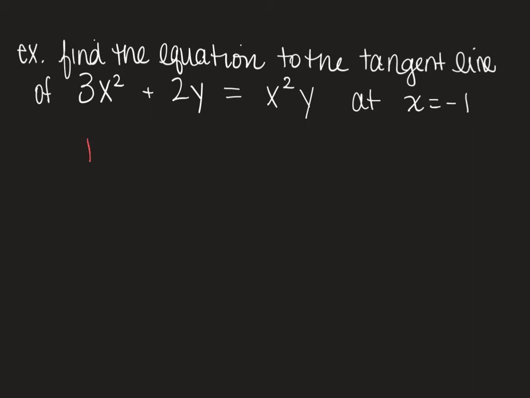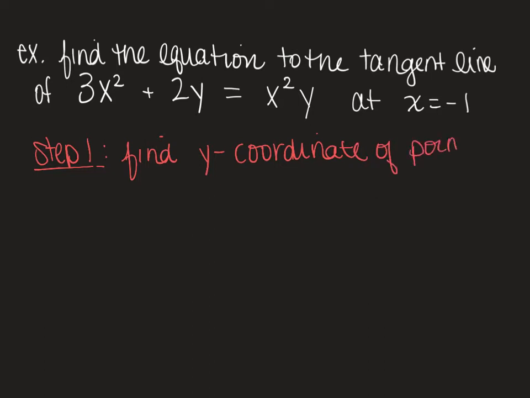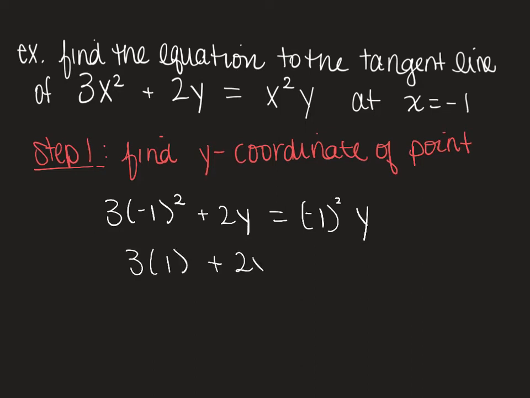Step one, we're going to find the y coordinate of the point. They're telling us that x equals -1. So when I'm looking at my problem, I can plug in -1, so I would have 3 times -1 squared. I will just leave my y's the way that they are. And I plugged in -1. So from here, I'm going to have 3 times 1 plus 2y equals 1y.